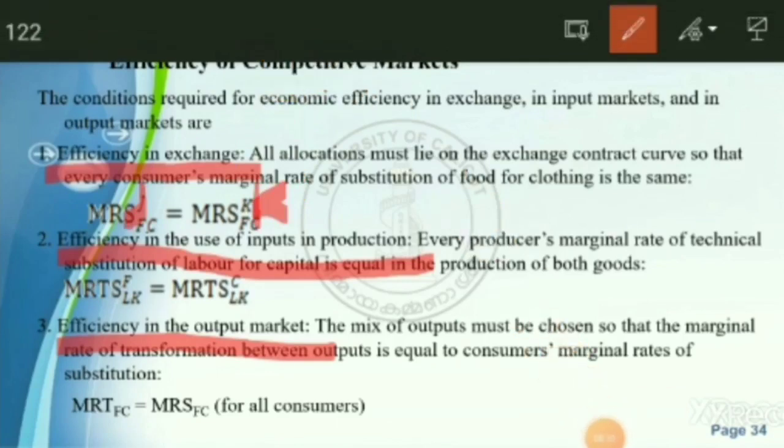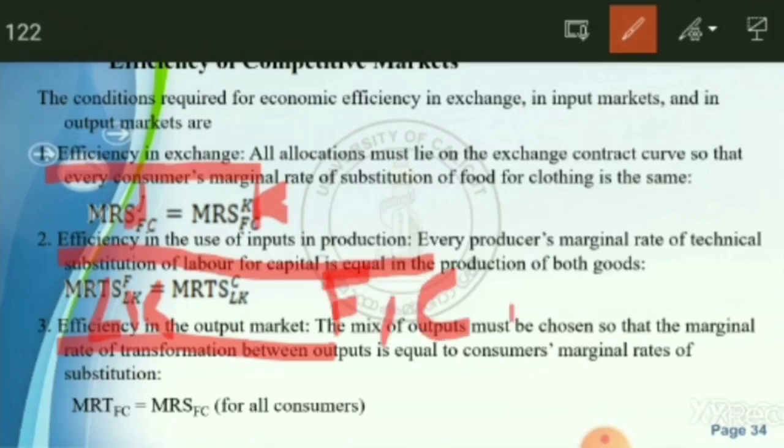Next, efficiency in the use of inputs in production. Every producer's marginal rate of technical substitution, the slope of the production isoquant curve, is called the marginal rate of technical substitution. The MRTS for labor for capital must be equal in the production of both goods. The MRTS of labor and capital must be equal, whether it is food or clothing.